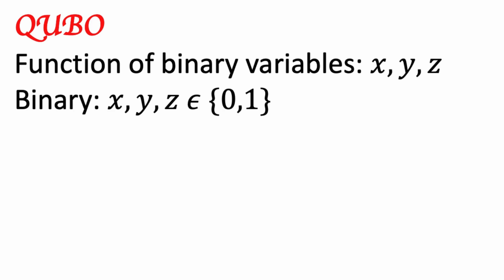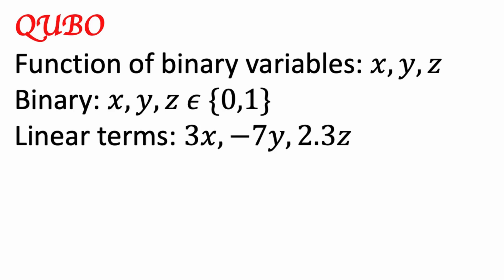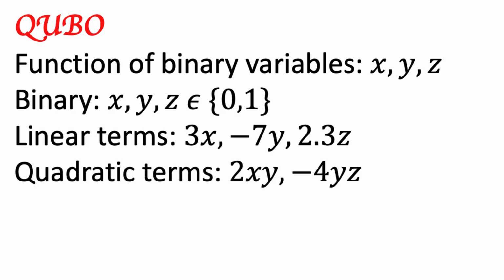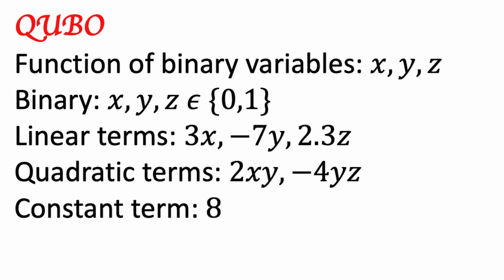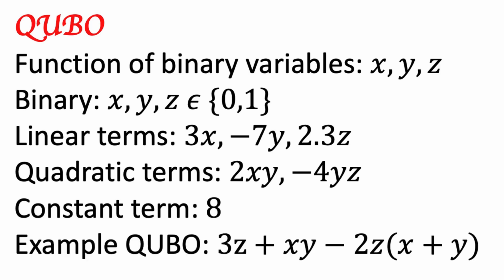And the form of a QUBO is really simple. We can have linear terms. These involve a single variable multiplied by a weight, and we can have quadratic terms. These are the product of 2 different variables multiplied by a strength. I'm a big believer in having a constant term in a QUBO too. You'll see why later on. So now you know what a QUBO is.